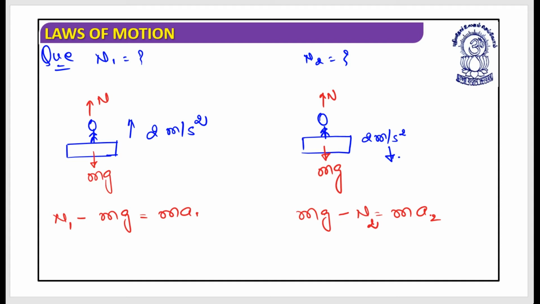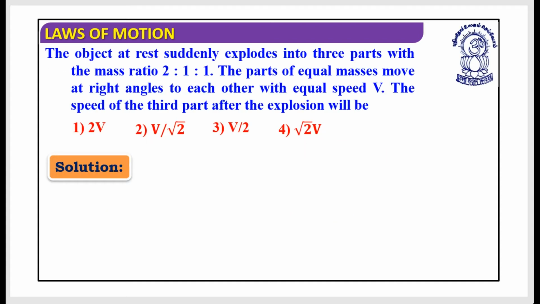Is it clear? Great. Let's look at this question and do it quickly. It says that the object at rest suddenly explodes into three parts with a mass ratio of 2 is to 1 is to 1. The parts of equal masses move at right angles to each other with equal speeds v. Find the speed of the third part after the explosion. Yes, we have done it. It is the same question, with masses m, m and 2m. So this is try yourself. You can do it. Attempt it on your own.